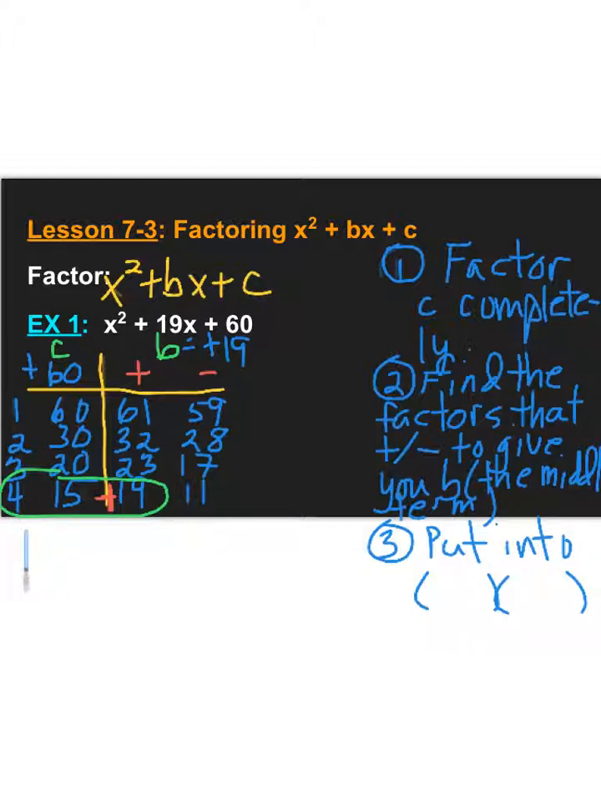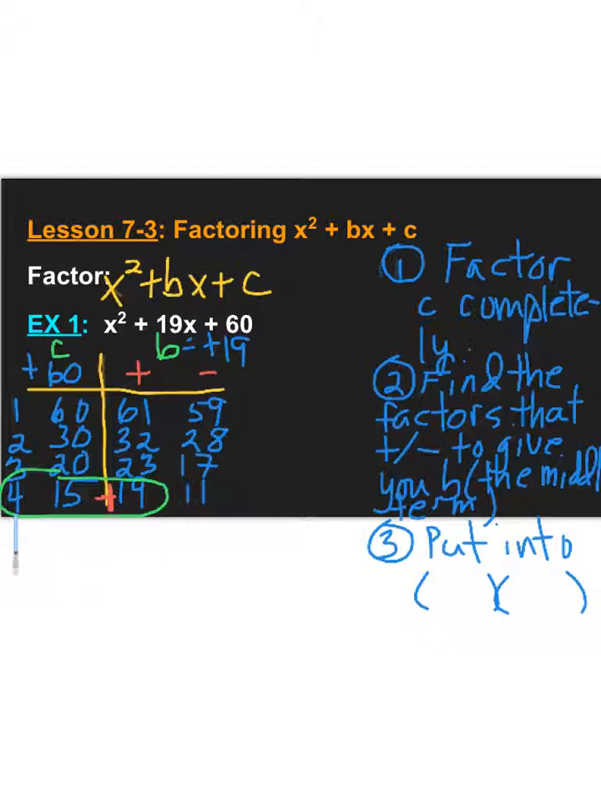In order to add, because we're adding here 4 and 15 to get 19, they are both going to have to be the same sign. They both have to be positive in order to add to give me 19. If they're both negative, when you add two negatives, you add and keep the sign, you would end up having a negative 19, which is not what we want.